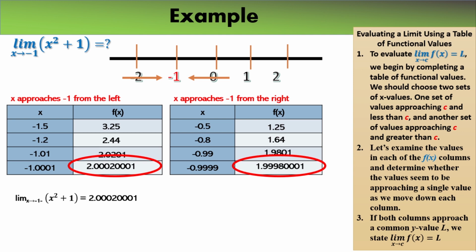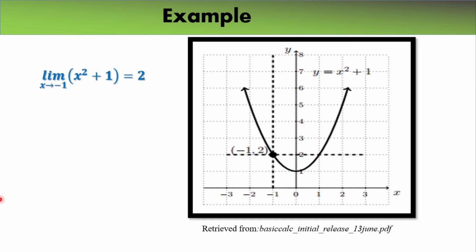So, from the right side, ang f of x natin ay papuntang 1.99980001. So, we can now say that the limit of x squared plus 1 as x approaches negative 1 from the right is 1.99980001. So, yung one-sided limits natin from the left and right ay papuntang approximately 2. So, we can now say that the limit of x squared plus 1 as x approaches negative 1 is equal to 2.